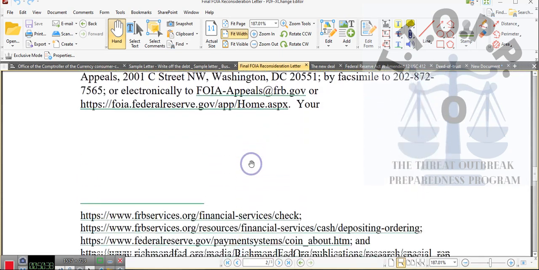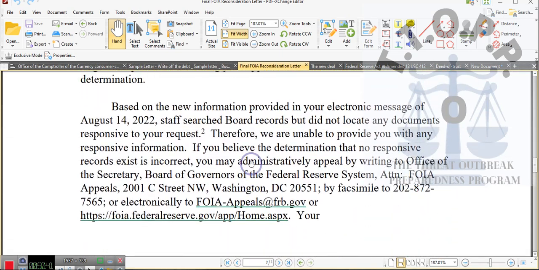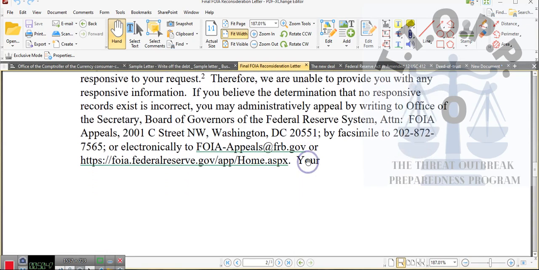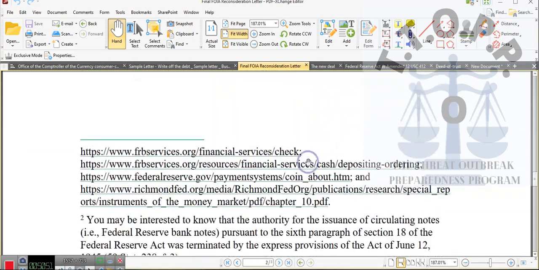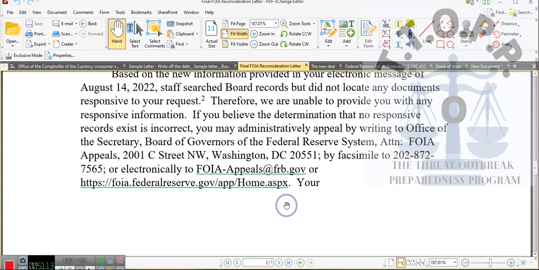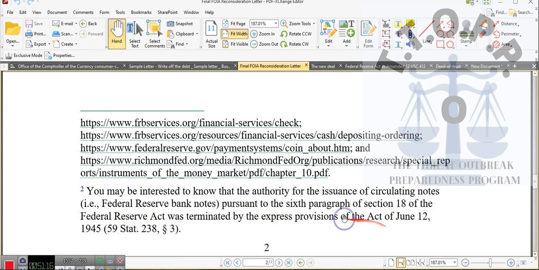And then she says that my request continued to be, hold on, let me see, where is it? No, not there. It's got to be here. Where is that other request? Looking for information on how the section of the act, blah blah blah, as amended, is applied at the present day for banking institutions. That's it. That's all I'm looking for. Well, ladies and gentlemen, she knew the section I was talking about because she highlighted it right here. She says, hey, part of that section has been repealed, terminated. Okay, well, that's that section, but y'all need to understand.